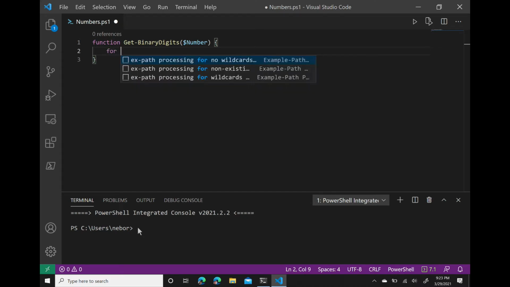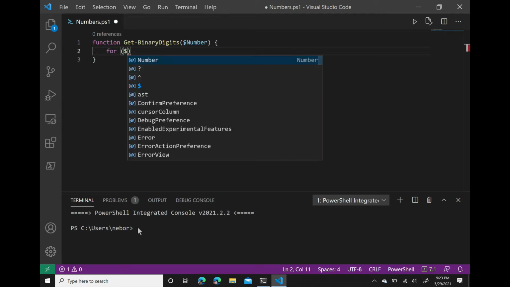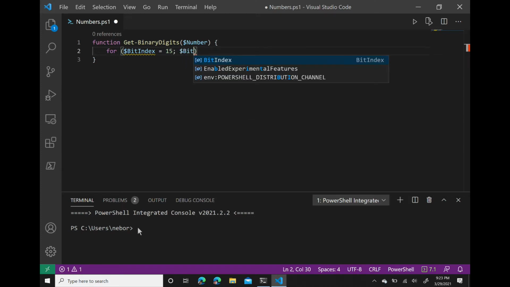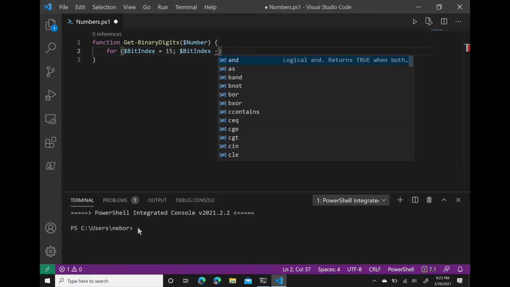I'll say for, and I'll call my loop variable bit index, because we're going to be using this variable as the index of the bit, or the position of the bit, starting at the least significant bit being bit 0, and then counting up from there, the next bit over being bit 1, and so on. So bit index, I'm going to start with bit 15 for the first iteration of the loop. I'm going to keep going as long as bit index is greater than or equal to 0.